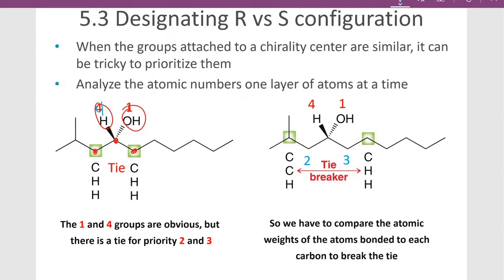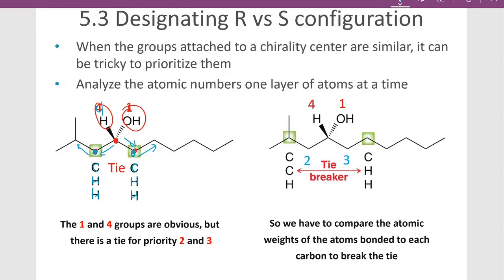So what we're going to do is move away from that chiral center until we find the first point of difference, and that will be our tiebreaker. Okay, so we're going to move away until we get a tiebreaker. As we move away, we have carbon versus carbon. Each of those carbons has 2 hydrogens attached. So as we move away, we have carbon, hydrogen, hydrogen.